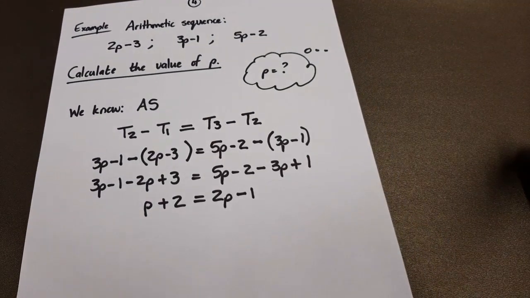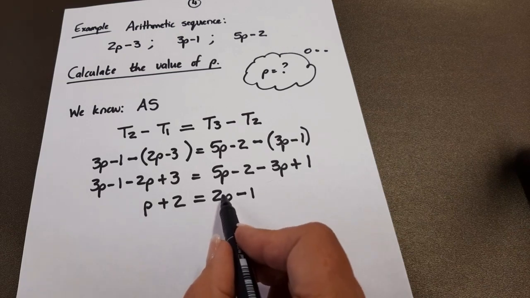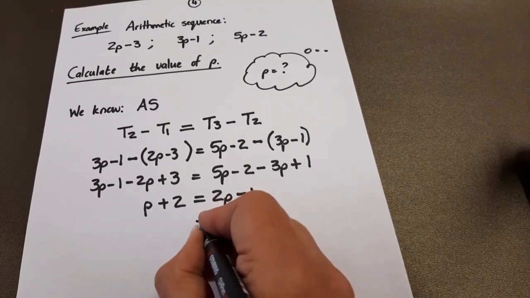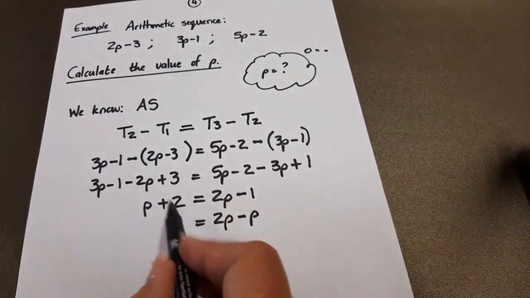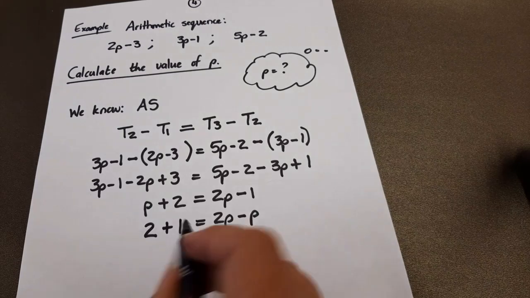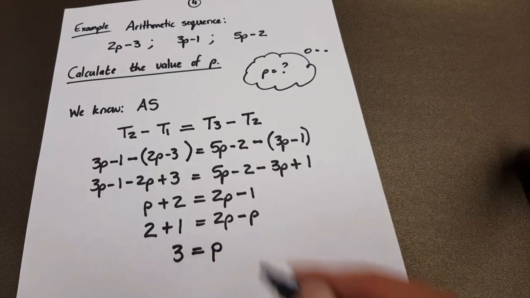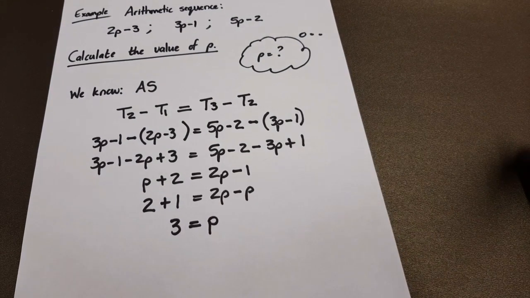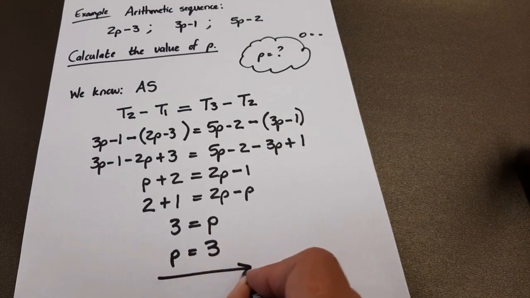Now let's put all the p's on one side and all the constant numbers on the other side. Because this p has a greater coefficient, we are going to keep them on this side. So we have 2p, take this p over, minus p. The 2 stays here, the minus 1 goes over and it becomes plus 1. You have 3 equals 2p minus p, equals p. Although your answer is correct, it's not mathematically correct to write 3 equals p, so you just say p equals 3. And that's your answer.